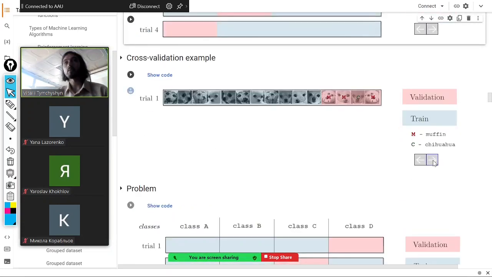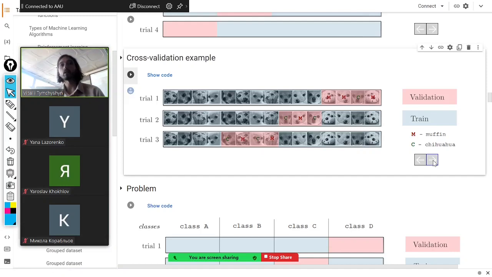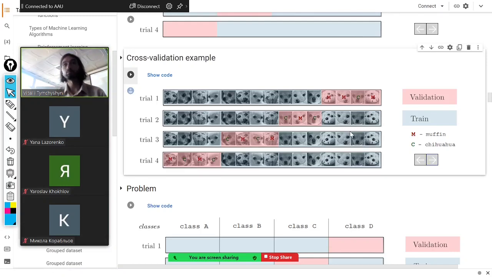Okay, here is an example of cross-validation in the case of ducks and muffins. I don't want to stop on it for long, it's basically the same picture.